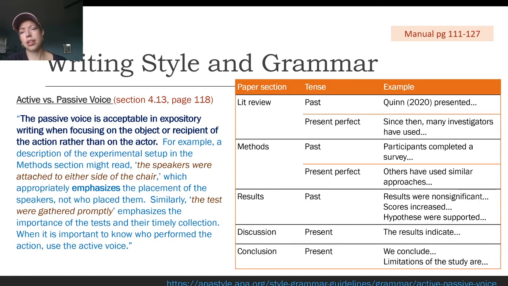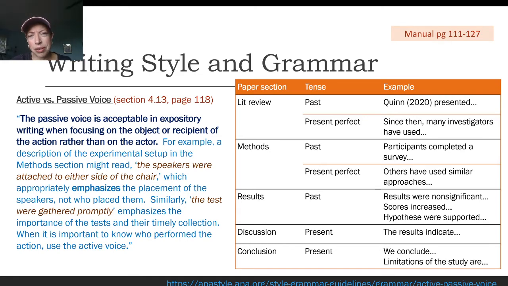But throughout, one thing that, as not an English major, I struggle with is the voice of writing. In general, in writing for science, you want to have an active voice. However, in the methods and the results section, you are allowed to have a passive voice. So usually we would say things like, the speakers were attached to either side of the chair. The focus is on the speaker. Or the researcher did this, the researcher assigned.